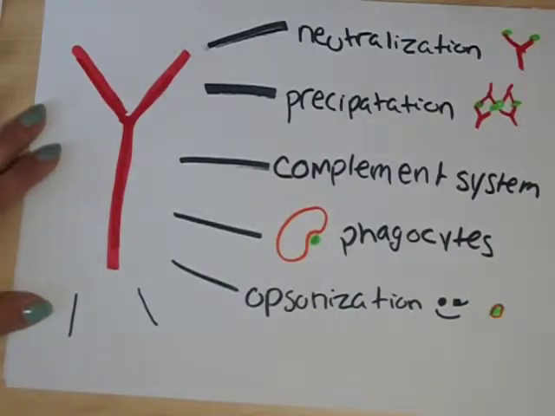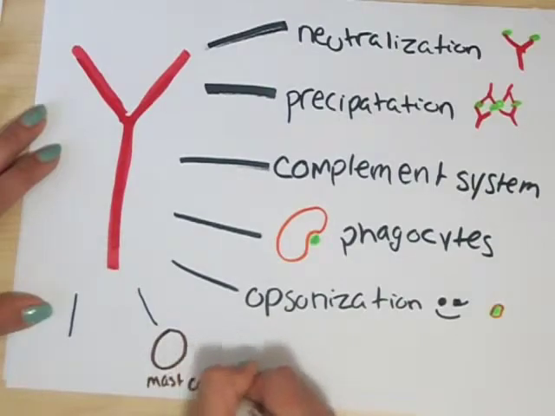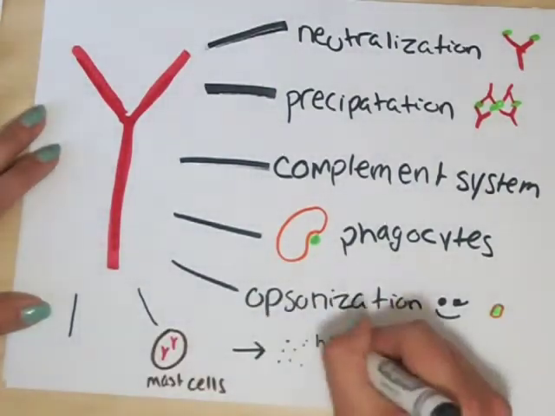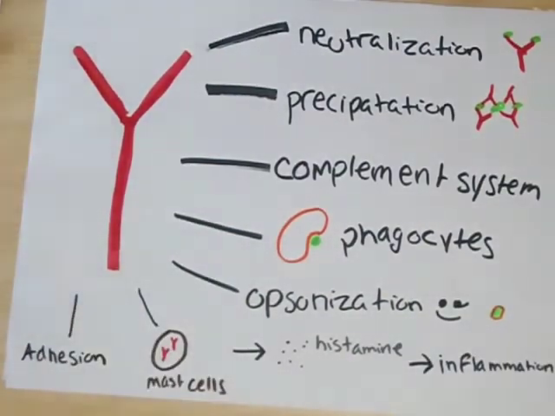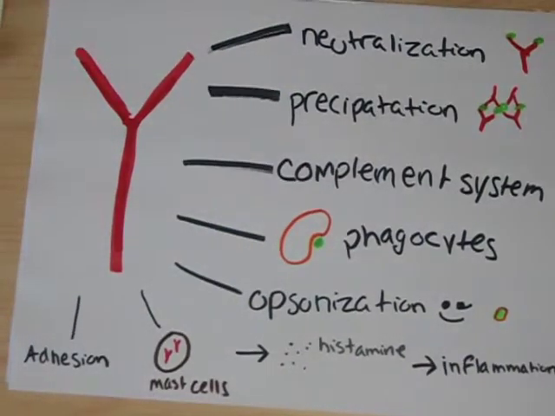With antibodies floating, some bind to mast cells, and the mast cells release histamine, which causes inflammation. Lastly, there is adhesion. This is a way to prevent the antigens from invading certain types of the body due to it making a blanket over the different potentially vulnerable areas where the antigens could enter.